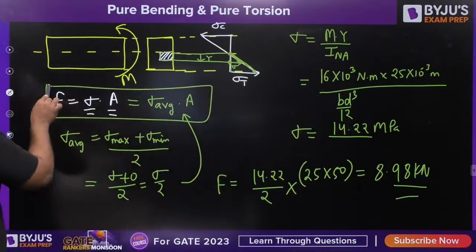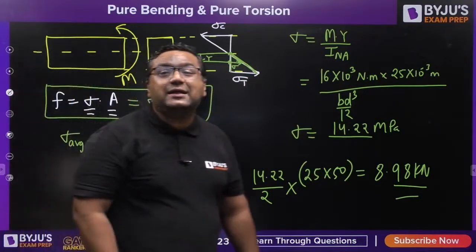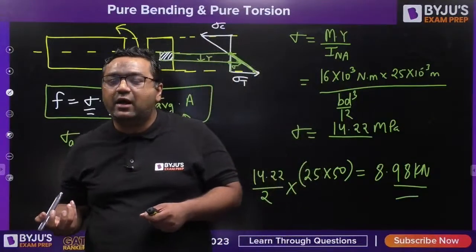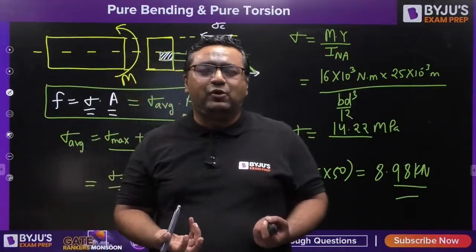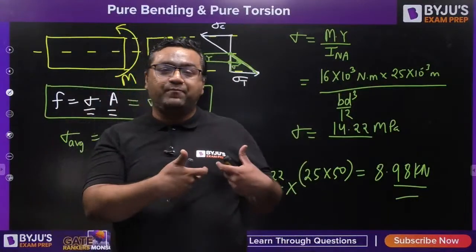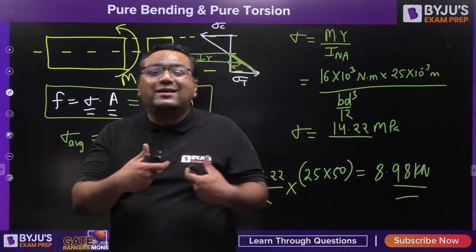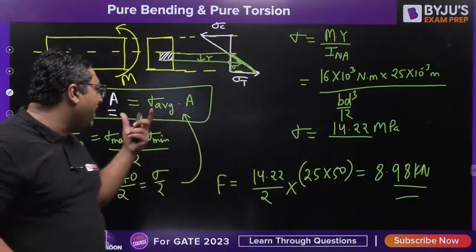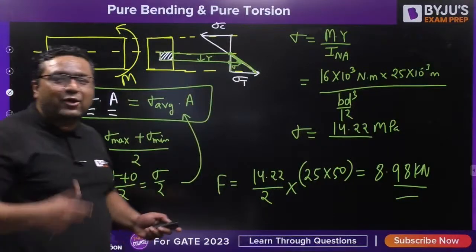Force is stress into area. So what you are saying is, why not take the average and take a distance of the CG of the given area? My dear, we cannot take that, because when you calculate force, it is stress into area. It is not that you can take the distance of the centroid of the area. It is defined as stress into area, so we cannot change the definition.